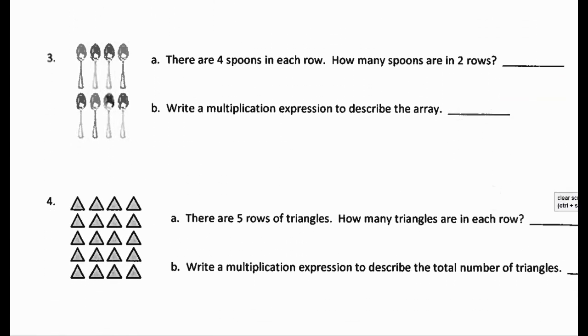Look at 3. It says there are 4 spoons in each row. How many spoons are in 2 rows? So there are 4 spoons in each row, right? Here's 1 row. Okay, that's 1 row. How many spoons are there in 2 rows? So here's 2 rows. How many? 8. Write a multiplication expression to describe the array.